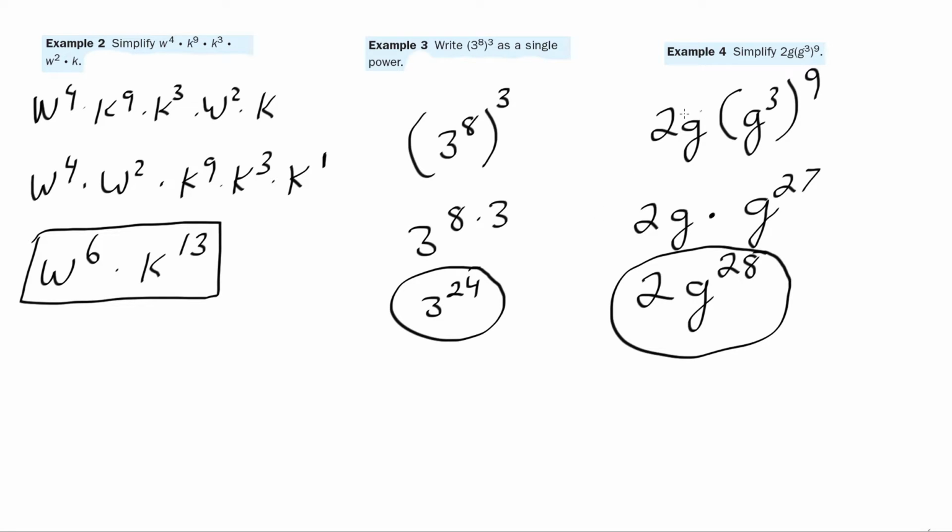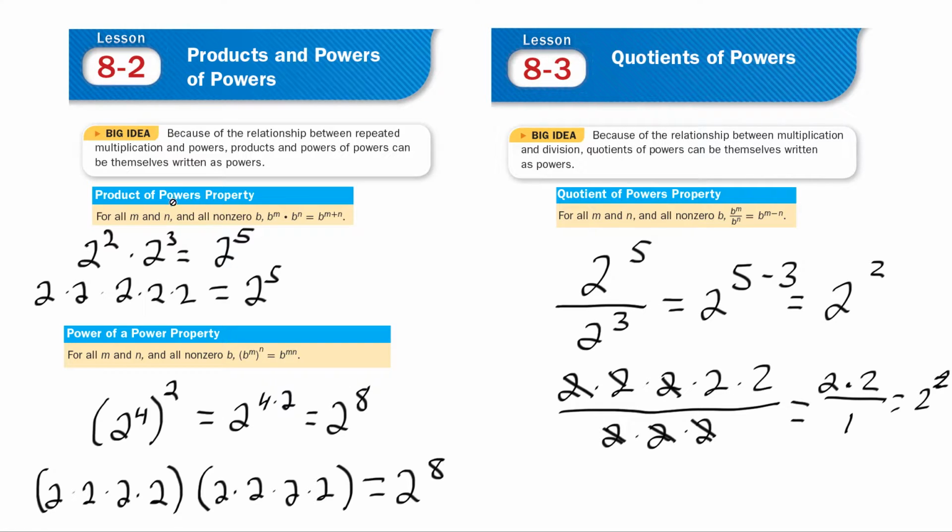So that's it for this first set of examples. Let's move on. I want to go back here and look at what we just went through: the product of powers property and the power of a power property, and we combined them and used both properties at the same time. Order of operations still applies. We need to pay attention to it.